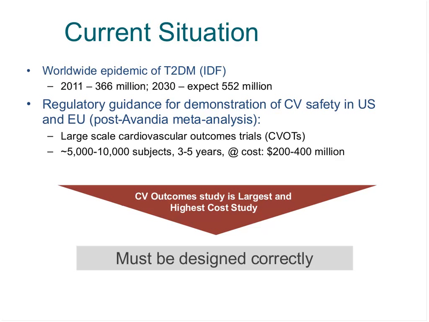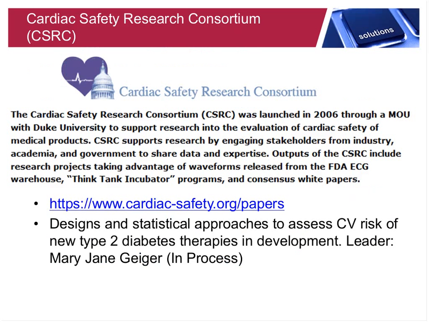Because the cardiovascular outcomes trials are the largest and highest cost single study, they must be designed correctly. They must be designed correctly to meet the needs of the company. There is no one correct design, and this is something to be considered as companies choose their strategy.